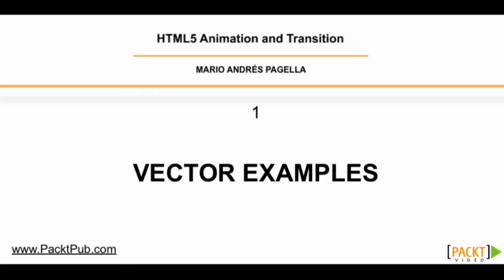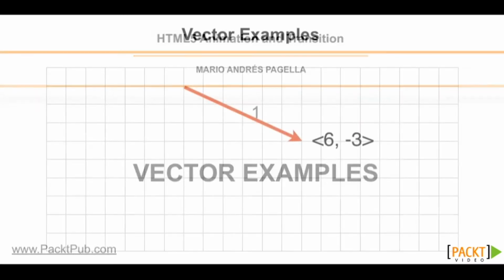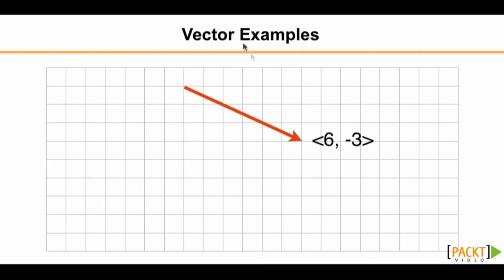In the last video, we saw a small introduction to vectors. Now let's see how we can apply those concepts to real-world examples. Let's suppose we have a vector, and this vector goes, for example, 6 in the x-axis and -3 in the y-axis. What would happen if it found a vector going in the opposite direction, that goes -6 in the x-axis and 3 in the y-axis? Well, they cancel each other out, and the result is 0. So these two vectors, with equal length but opposite direction, cancel each other out.